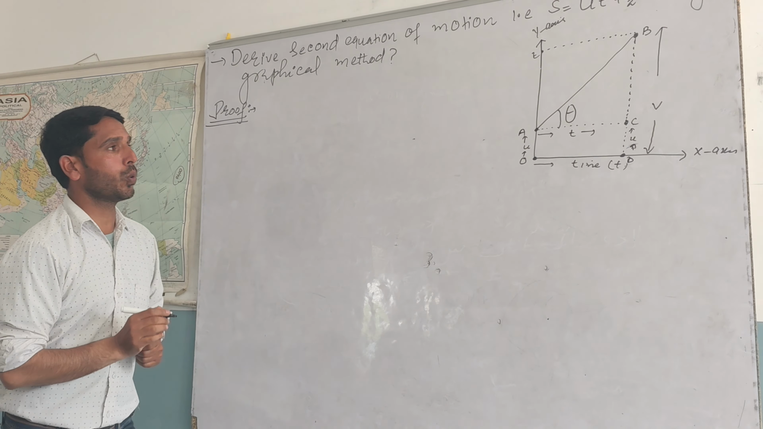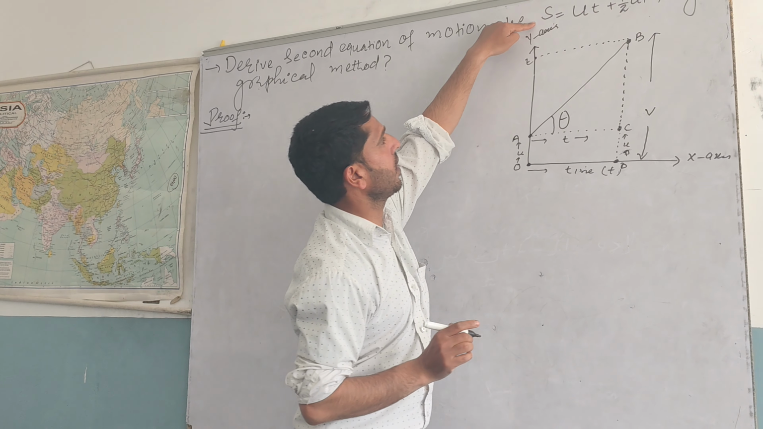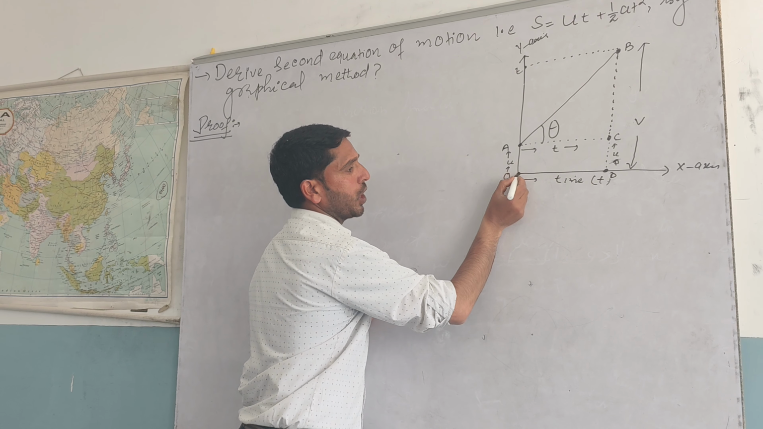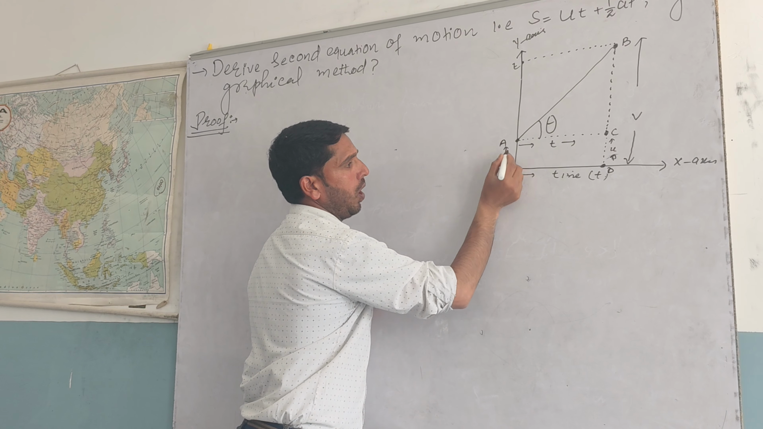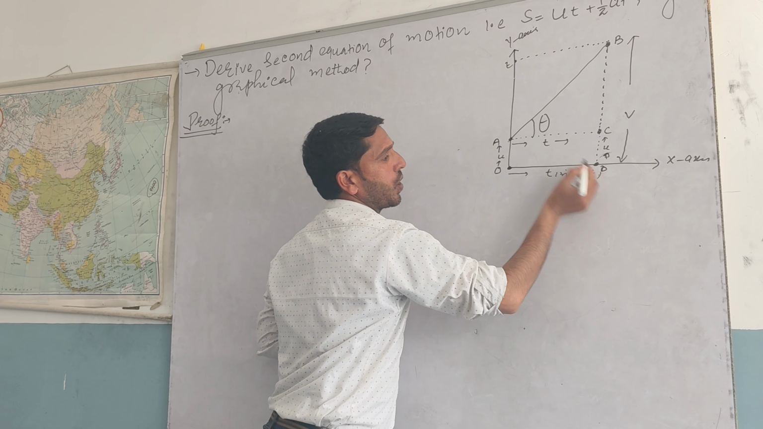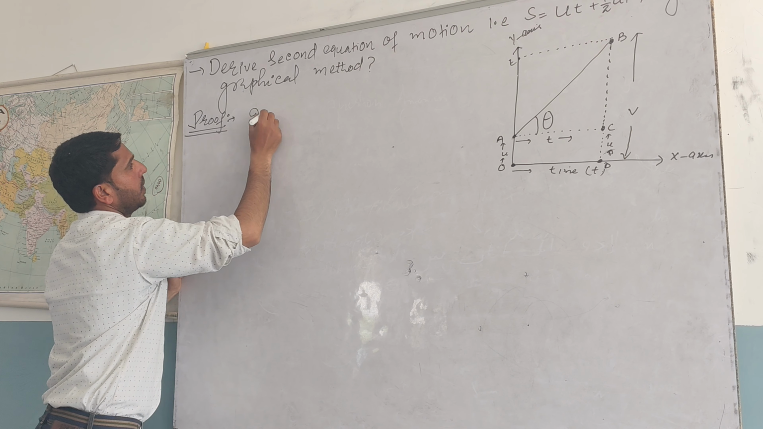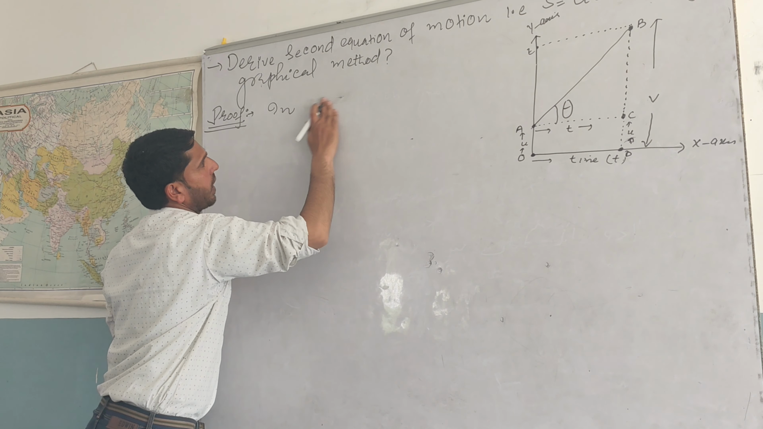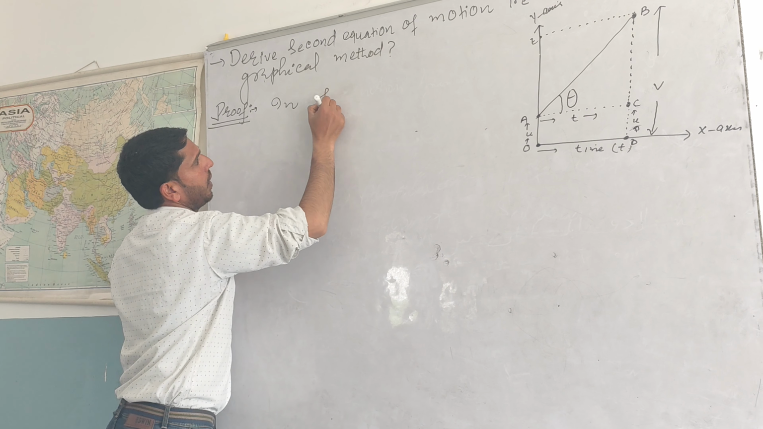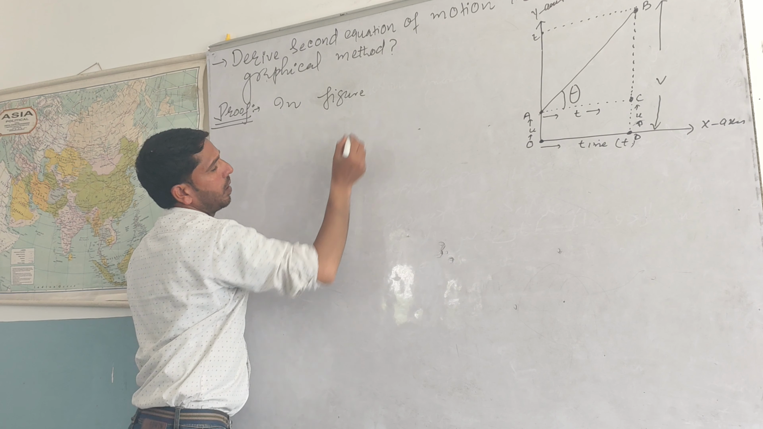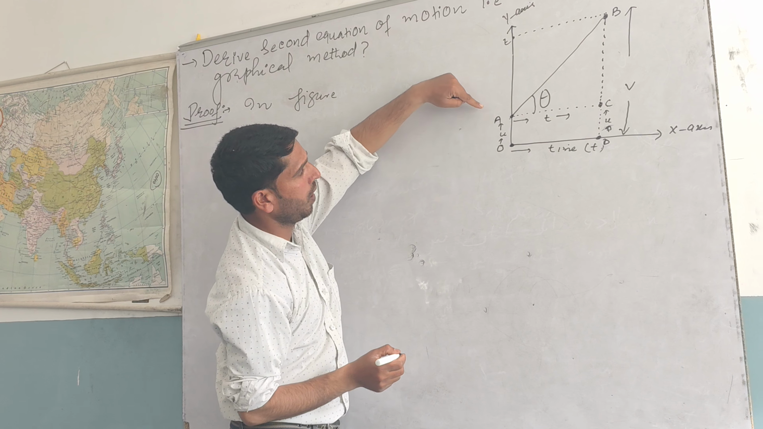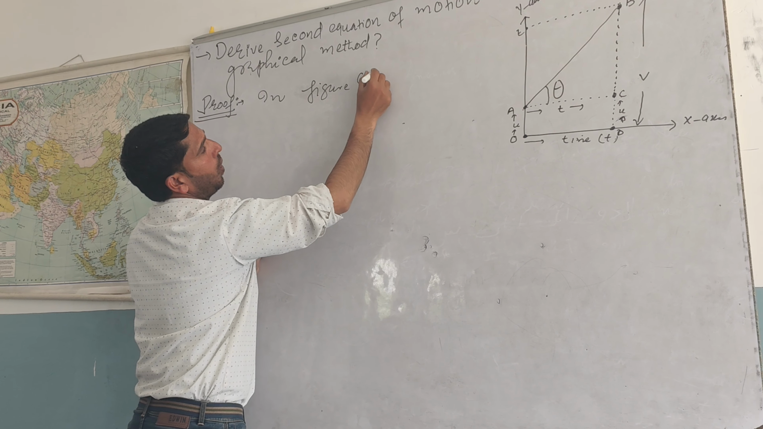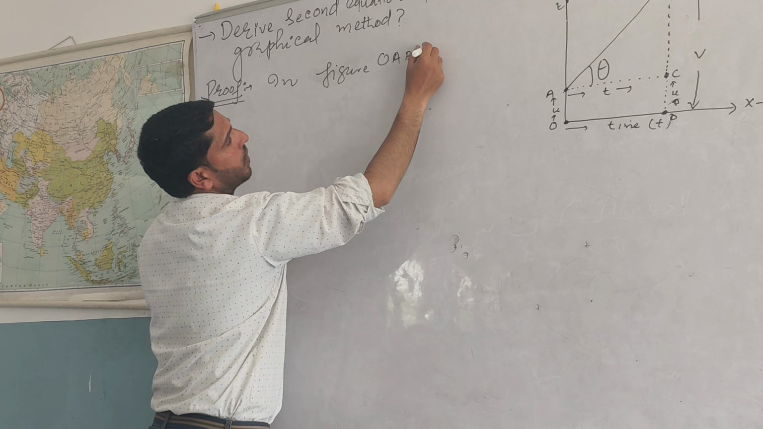Now, what we have to do? We have to find S = ut + 1/2 at². We will take this figure. You see better here: O, A, B, D, a quadrilateral. Yeah, we can write here, in the figure, O, A, B, D.